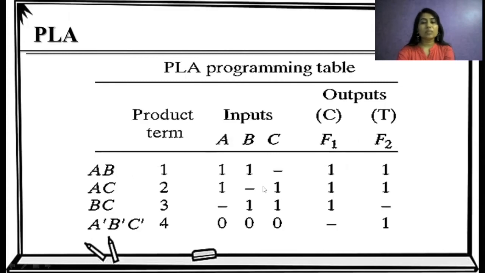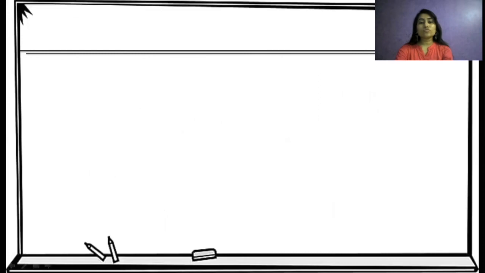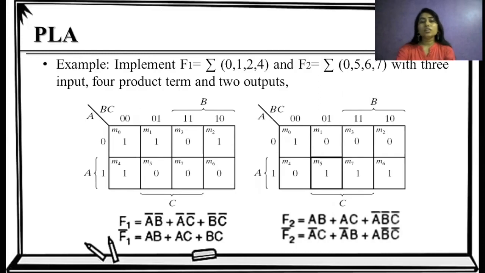Now this AB term is used in F1 and F2. This AC term is also used in F1 and F2. This BC is represented in only F1, and this A dash, B dash, C dash is only in F2. Now this table can be drawn from these logical equations of the K-map.